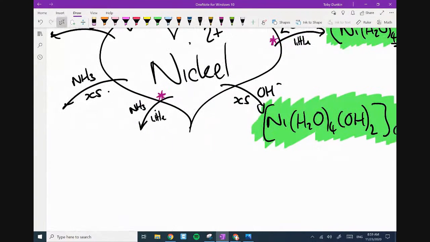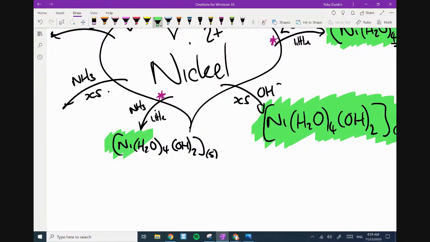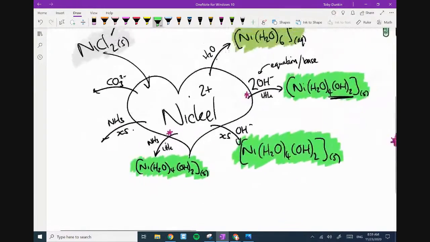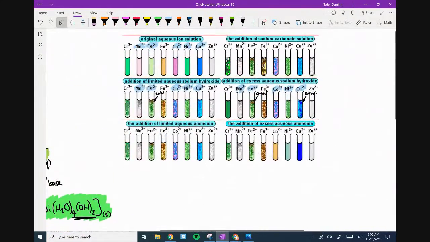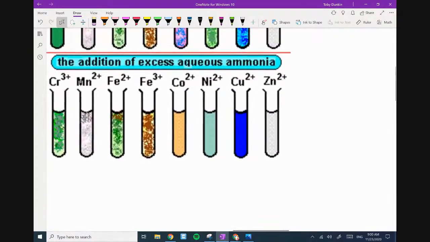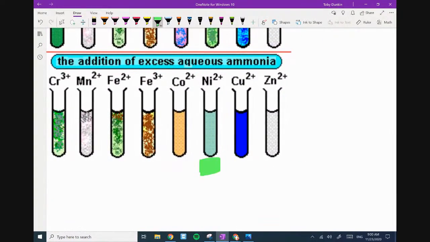Okay, so the great thing is it's always something that we can rely on. There are no exceptions to this rule. It works well. We like it. There we go. Another solid, tetraaquadihydroxy. Now we do get something different at this point for nickel. So if we come over for nickel for excess, you see in the excess, the precipitate has vanished.